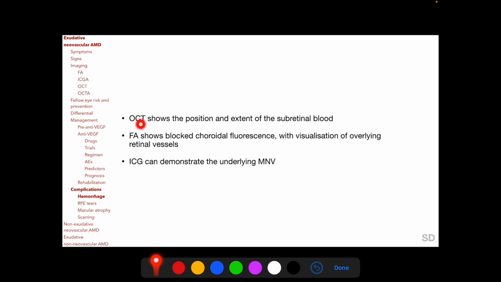Optical coherence tomography in subretinal hemorrhage shows the position and extent of the subretinal blood. Fluorescein angiography shows blocked choroidal fluorescence with visualization of the overlying retinal vessels, and indocyanine green angiography may be able to demonstrate the underlying MNV because the excitation and emission wavelengths of ICGA have better penetration through blood.